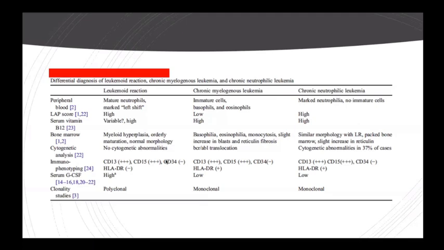Now, coming to chronic neutrophilic leukemia, again, it's a rare myeloproliferative neoplasm with abundant, marked neutrophilia. Generally, there are no immature cells, and blasts are generally less than 1%. In this, the bone marrow is packed and there is bone marrow involvement. So we differentiate this from leukemoid reaction, and it has a monoclonal pathophysiology.